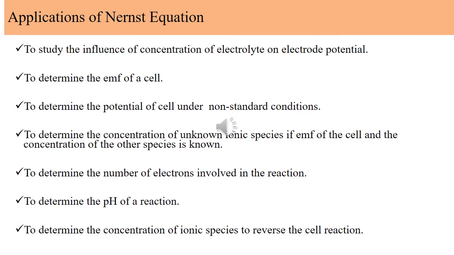Applications of Nernst equation. First one, we can study the influence of concentration of electrolyte on electrode potential. Second, we can determine the EMF of a cell. Third, we can determine the potential of a cell under non-standard conditions. Fourth one, we can determine the concentration of an unknown species if the EMF of the cell is known. Fifth one, the number of electrons involved in the reaction can be determined. Sixth, the pH of a system can be measured. And last one, we can determine the concentration of ionic species to reverse the cell reaction.